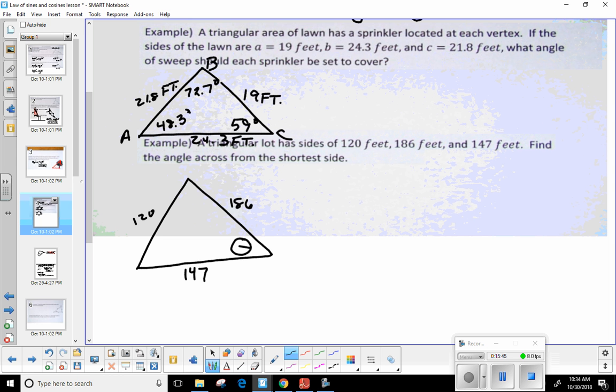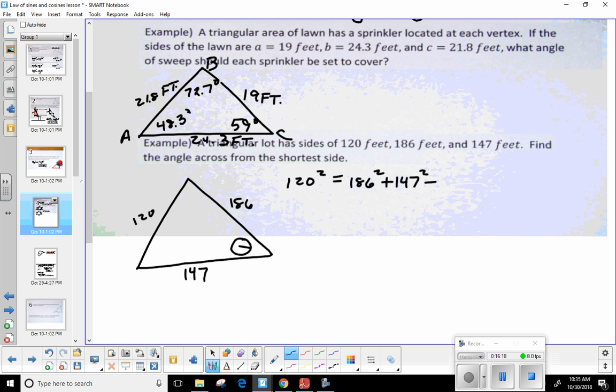Now, let me go ahead and catch up to you folks. You may not be done, and that's okay. I'm looking for this angle theta that we've identified as the smallest of the three angles. So because that's across from 120, 120 has to start my equation. So 120 squared equals, now what would I do with the other two side lengths? I'd have to square both and then do what? Add them. So 186 squared plus 147 squared. Now what?